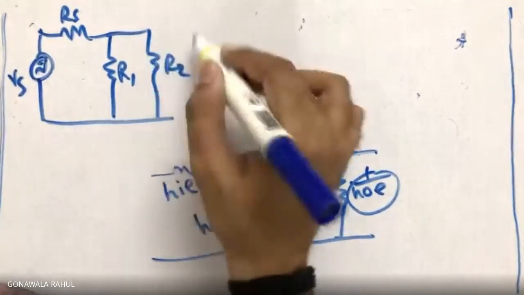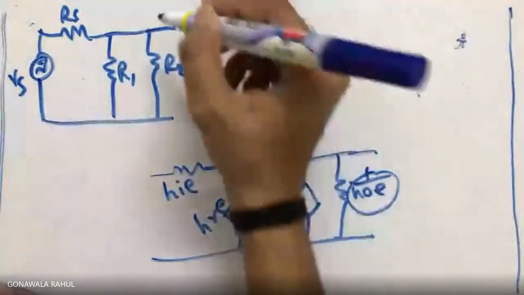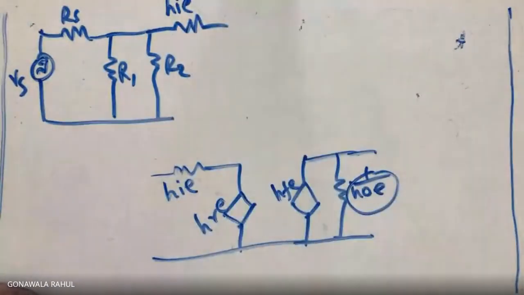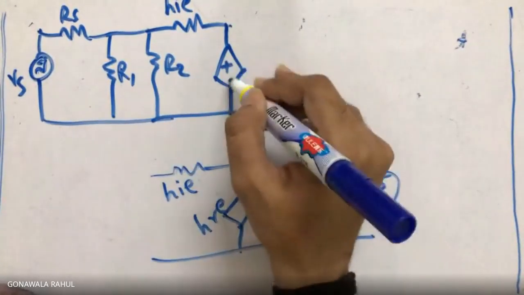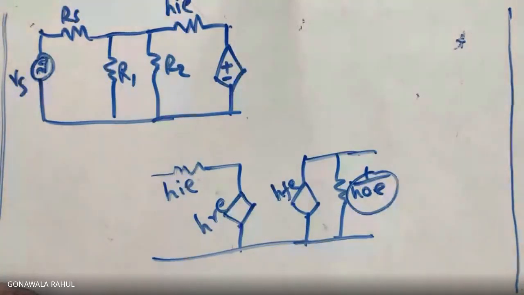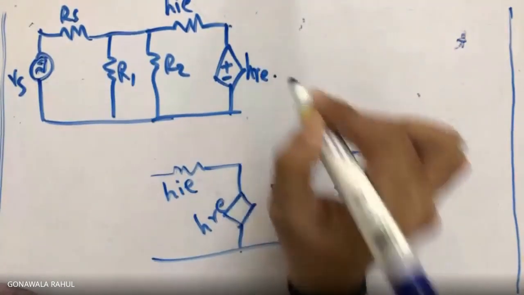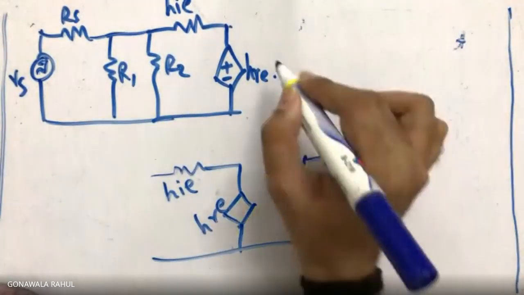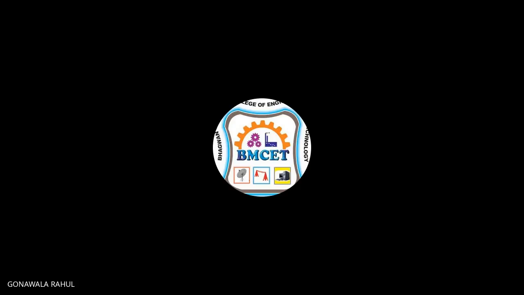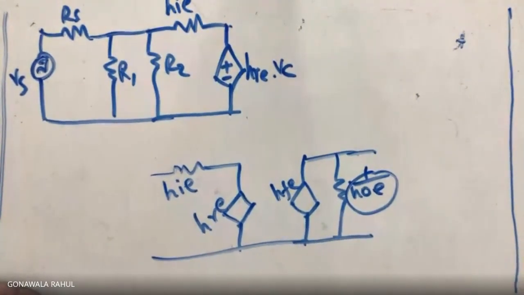So here, instead of transistor, we are drawing this circuit. Here we have HIE. Clear? Then we have a dependent voltage source, and that voltage source would be HRE into VC, which is our output voltage.